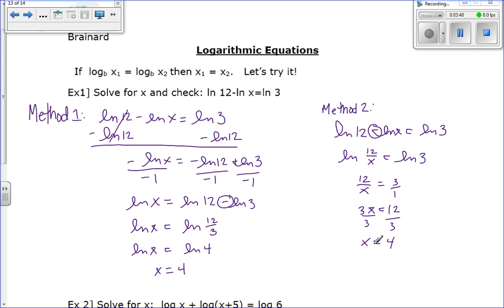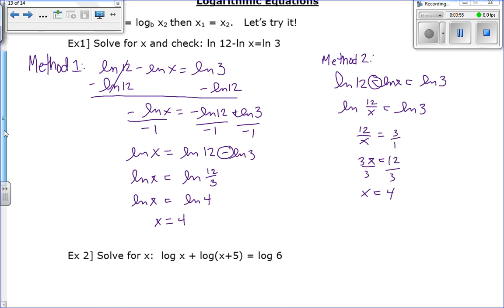Okay, now to do the check, it's really just kind of simple. It would be the natural log of 12 minus the natural log of 4 equals the natural log of 3. The properties say we divide, so it's the natural log of 12 over 4 equals the natural log of 3. Well, the natural log of 3 equals the natural log of 3. So that checks out.